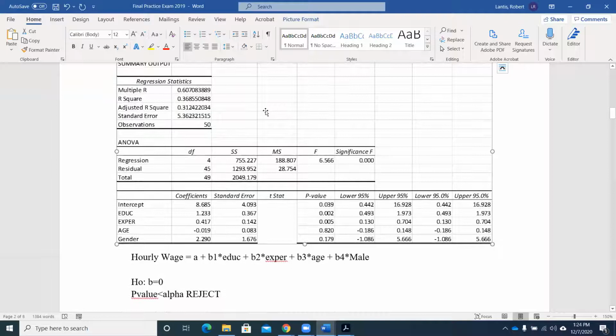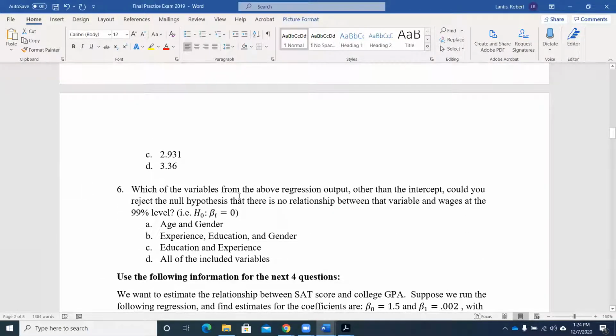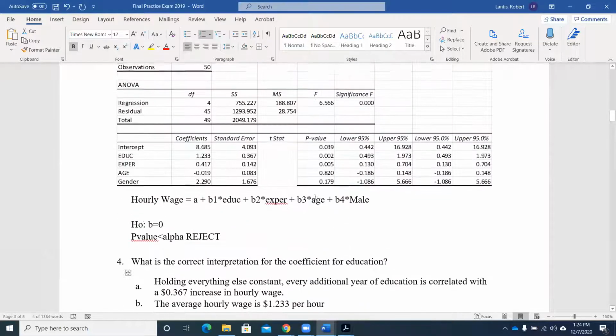Any questions on that? And one thing that's interesting about this is, we have a relatively low number of observations. Usually, when you have a small number of observations, it's harder to get low p-values, right? Okay, and this is specifically referring to that 99% level. Which of the following, other than the intercept, could we reject the null hypothesis for? Well, we just said education and experience.